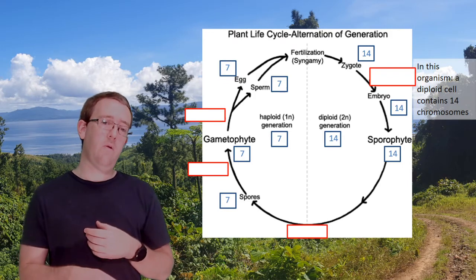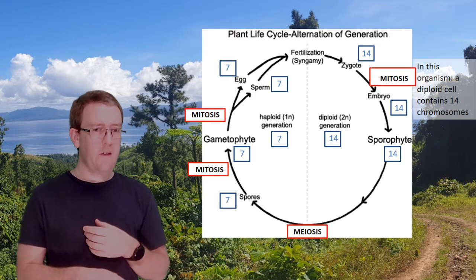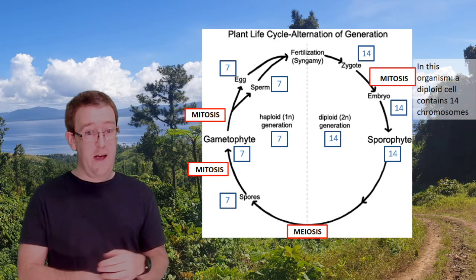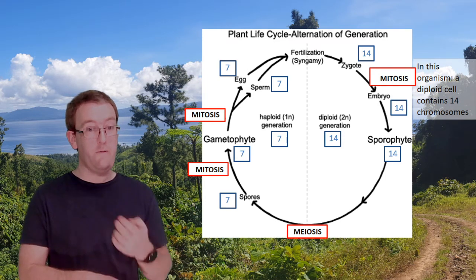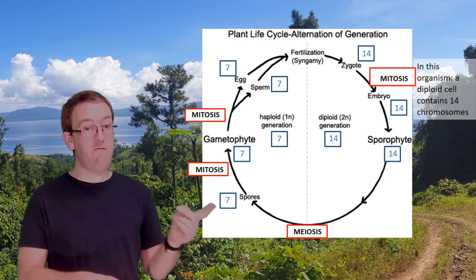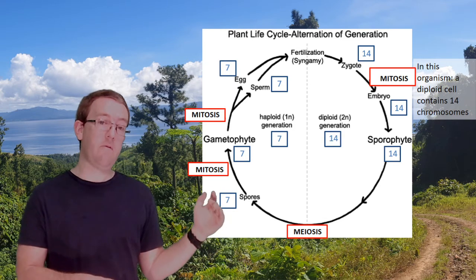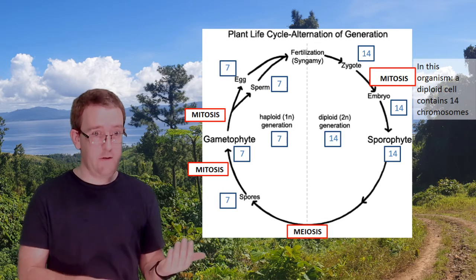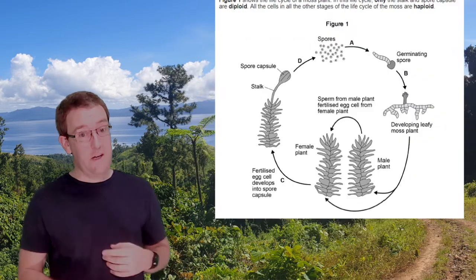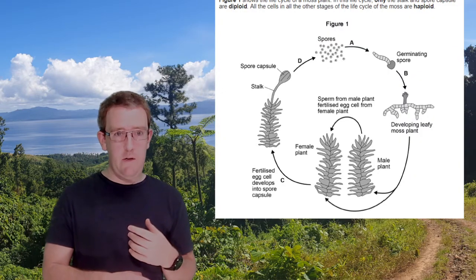So then it should be quite straightforward to work out that the one at the bottom there is meiosis, because we're going from 14 down to 7. The rest of it, because we're maintaining that chromosome number, is mitosis. Hopefully that's clear. So I'll show an exam question for this. This is basically where we're asking the question.